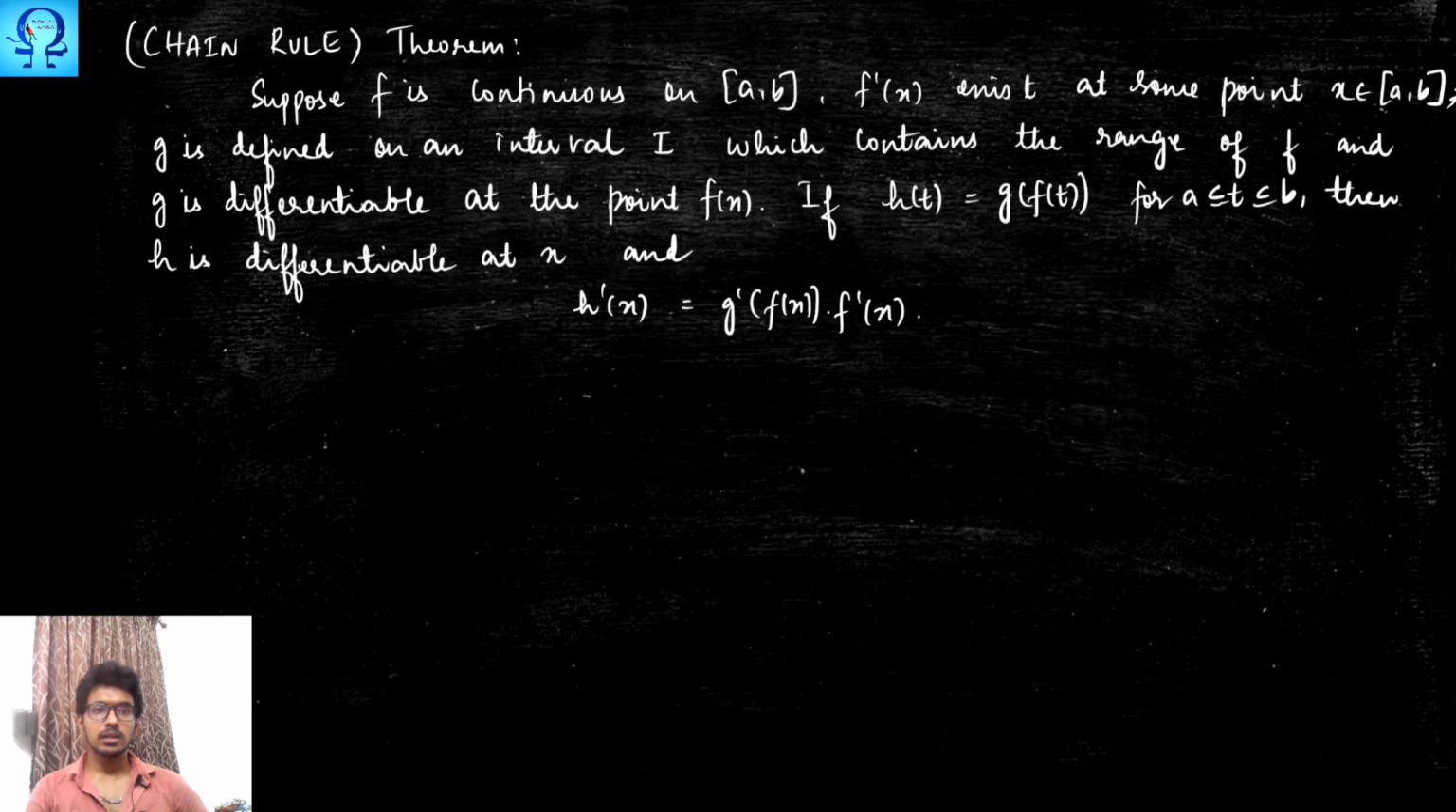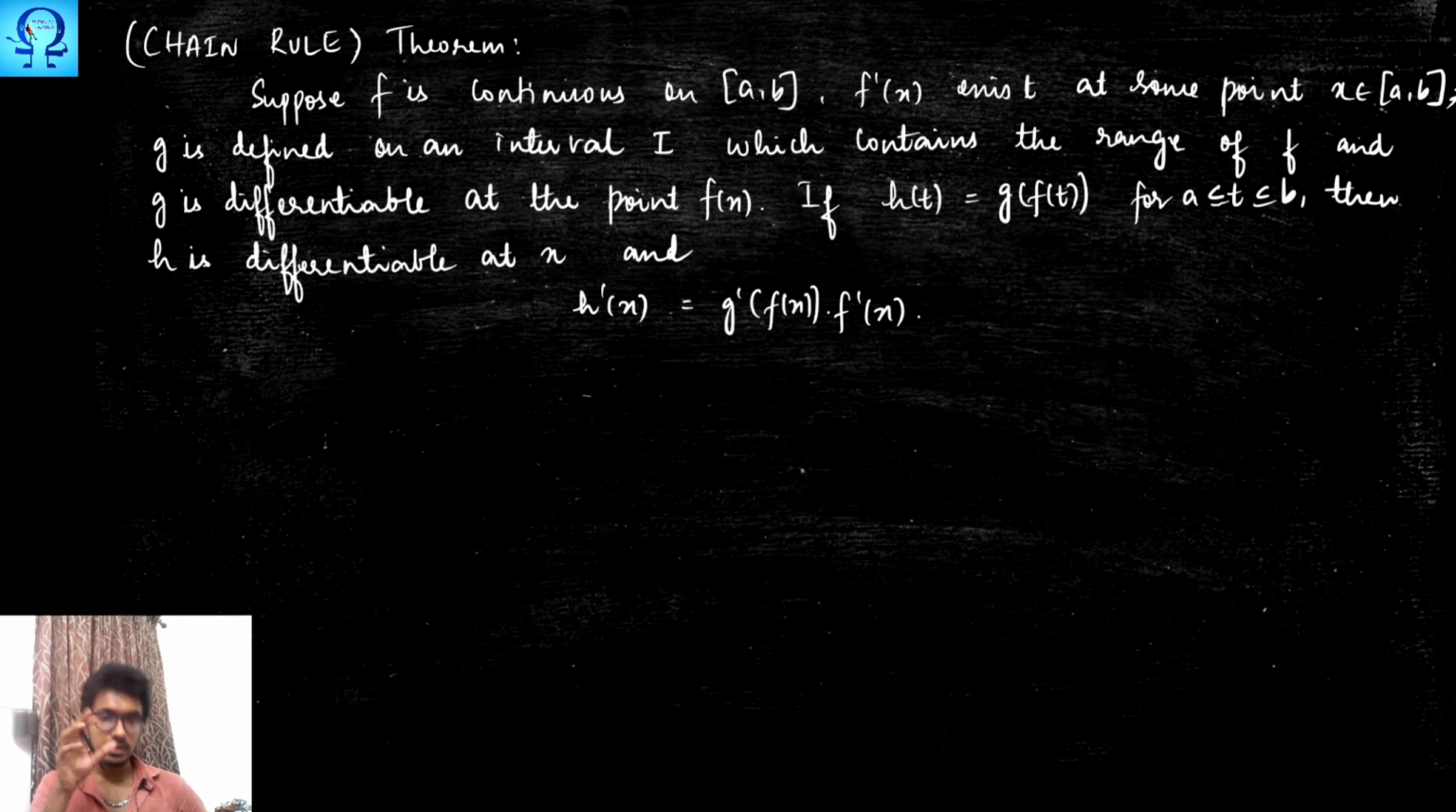The chain rule tells us that suppose f is a continuous function on the closed interval [a, b] and f prime of x exists at some point x in the interval, and g is another function which is defined on an interval I, but the interval must contain the range of the function f. And moreover, g is differentiable at the point f of x.